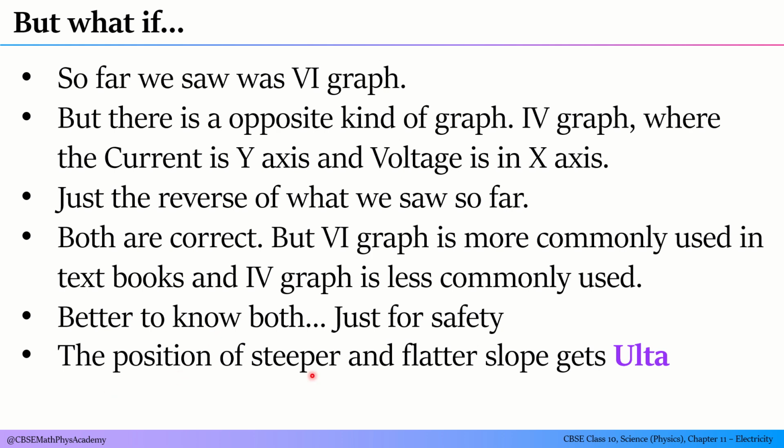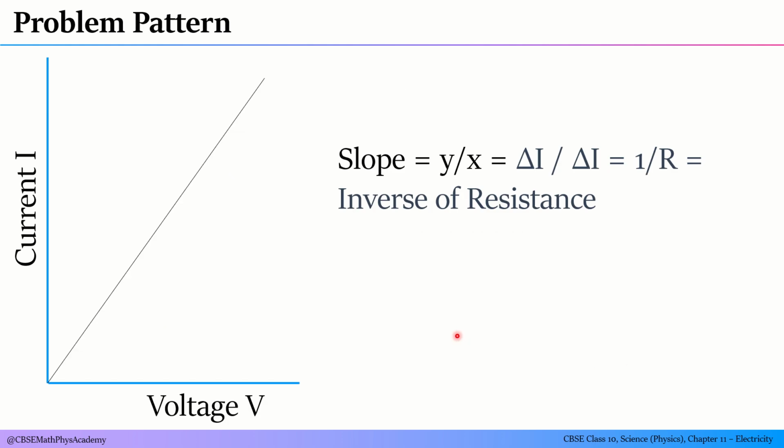Basically, it's nothing but the position of the steeper and flatter slope getting reversed. So let us see how. For an IV graph, you see voltage here and current here. The slope is y by x, where y is current. So the slope is delta current divided by delta voltage, which is basically the reverse of resistance. The resistance formula is R equals V by I. When you have I by V, it is nothing but 1 by R. So the slope of an IV graph gives you the inverse of resistance.